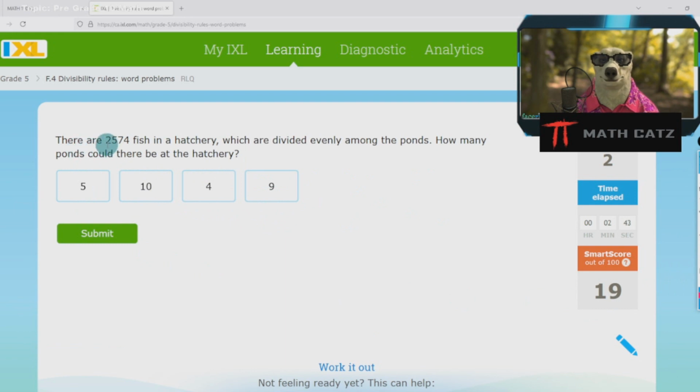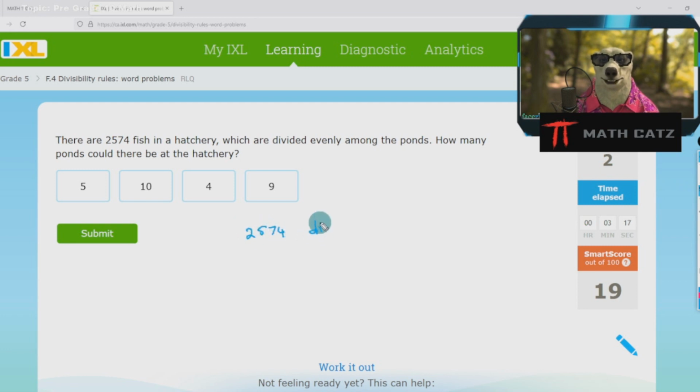There are 2,574 fish in a hatchery, which are divided evenly among the ponds. Oh no, not the question, the statement. Which are divided evenly among the ponds, which means every pond has the same number. How many ponds could there be? They're not asking to do the division, how many fish are in a pond, just is it possible to have 5 ponds?